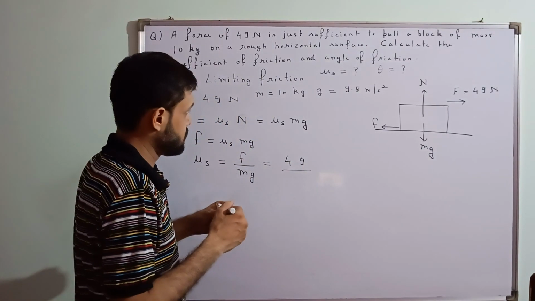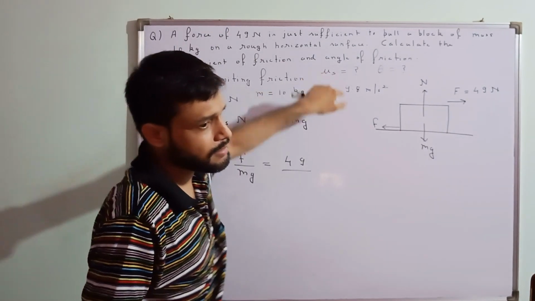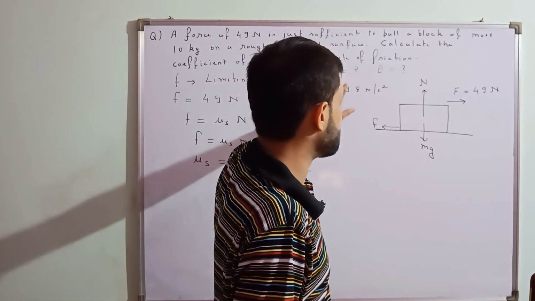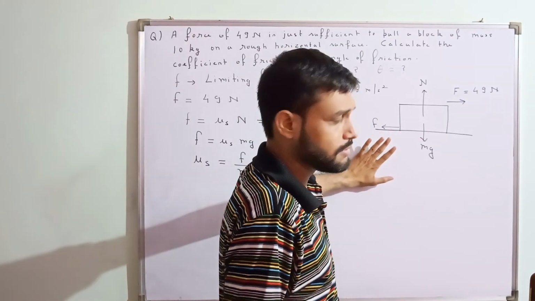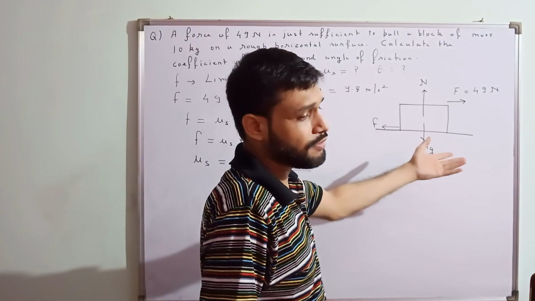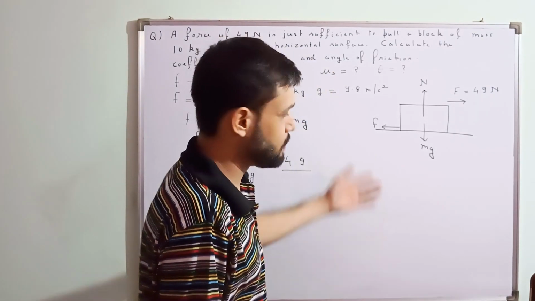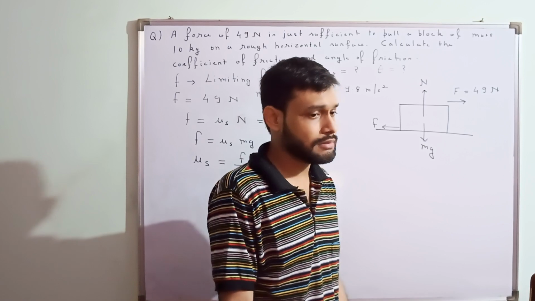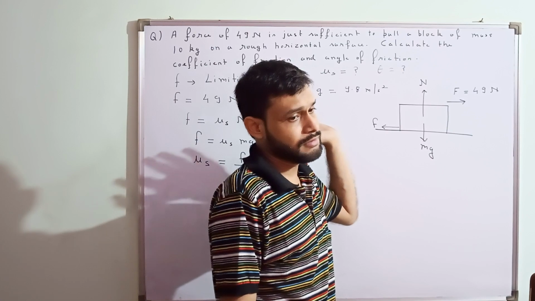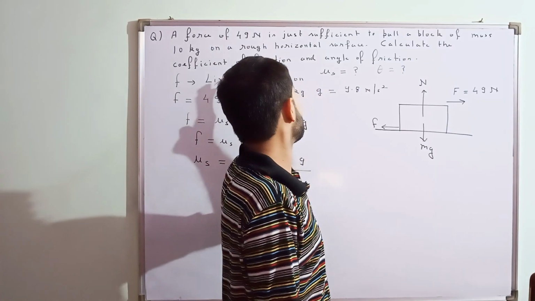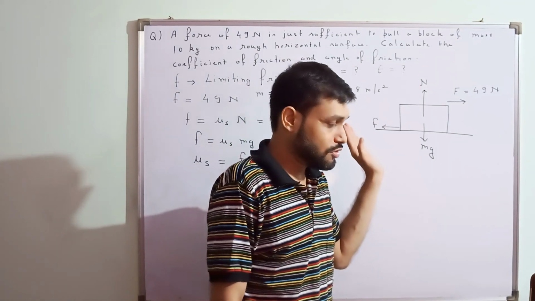This is the coefficient of friction, isn't it? That's the coefficient of static friction. This is understood: if the object is at rest, it is the coefficient of static friction. If the object is moving, then it is the coefficient of kinetic friction. Because we have studied all these things, they think that you understand them. So that's why they are asking like this.